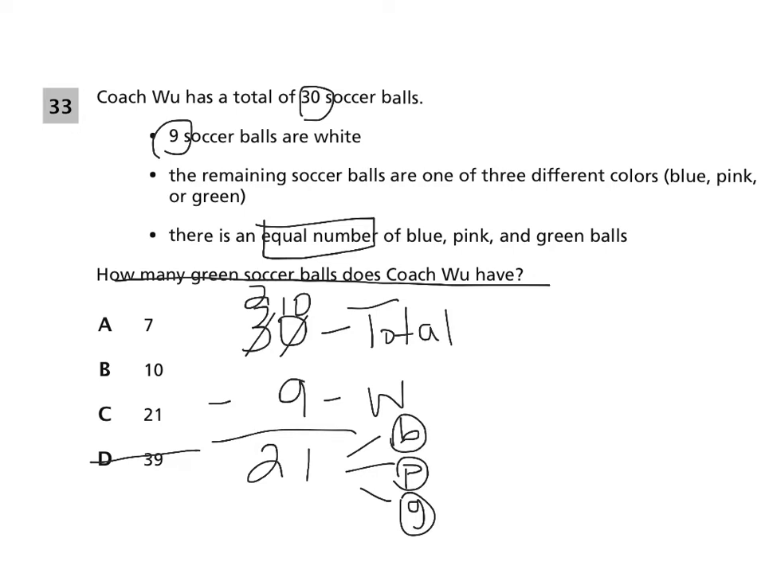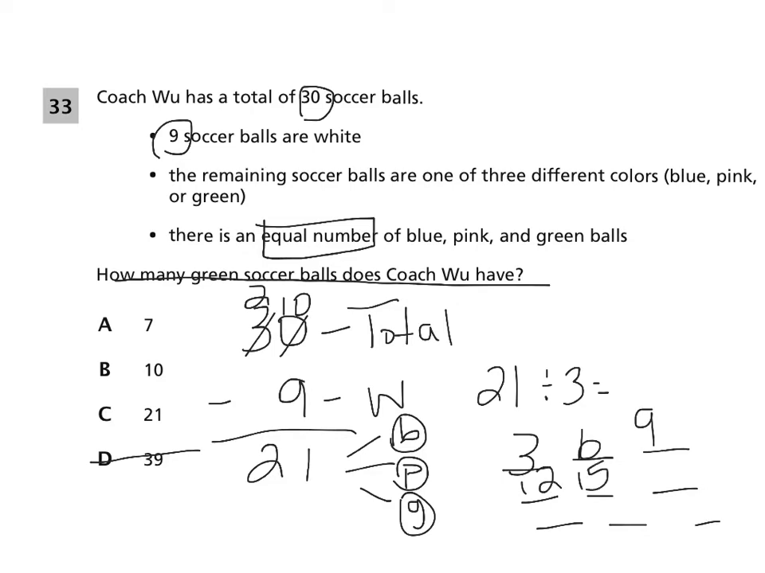So when I'm taking a total and I'm putting it into 3 different groups and it's an equal number, that's division. So I'm doing 21 divided by 3 groups. If I don't know 21 divided by 3, I could always drop my 9 lines for my 3's. Do that now. I see that 21 falls on the 7th line, meaning that there are 7 blue, 7 pink, 7 green.